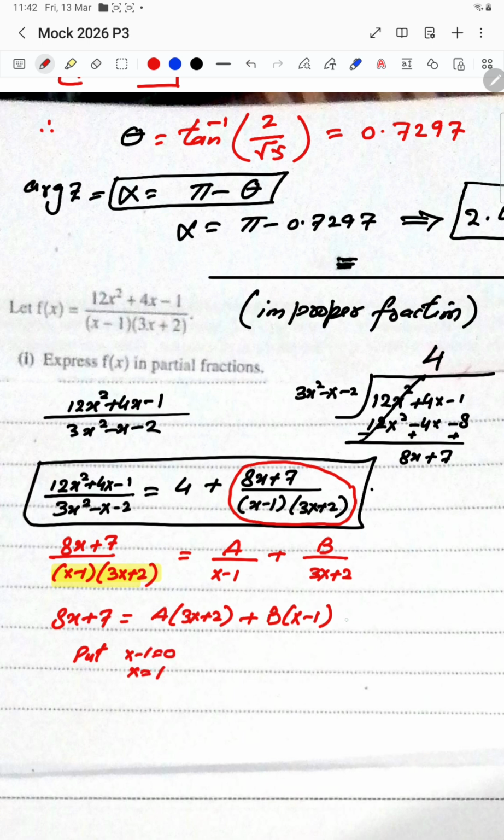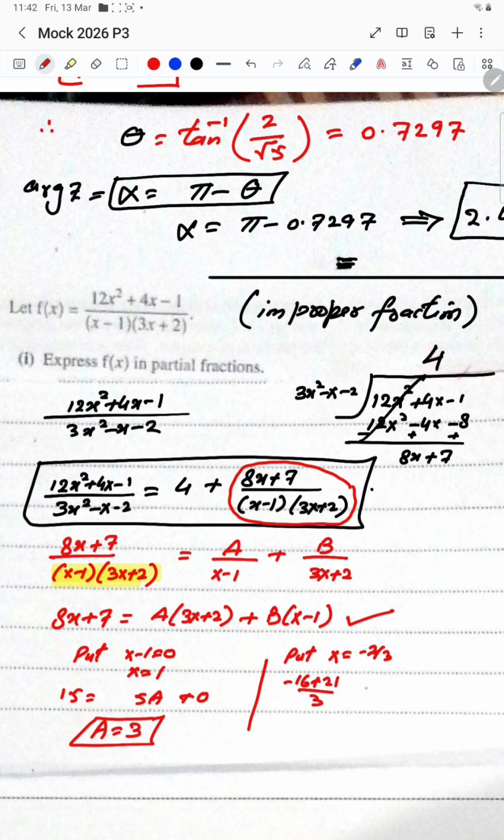So now I can put x minus 1 equal to 0, that means x equal to 1 here, and above we get 8 plus 7, 15 is equal to 5a, and b becomes 0, so a is 3. And similarly when I put x equal to minus 2 by 3 in the above equation, I will get minus 16 by 3 plus 7, which becomes minus 16 plus 21 by 3, equal to minus 5 by 3 times b. So the same, b will be 1.